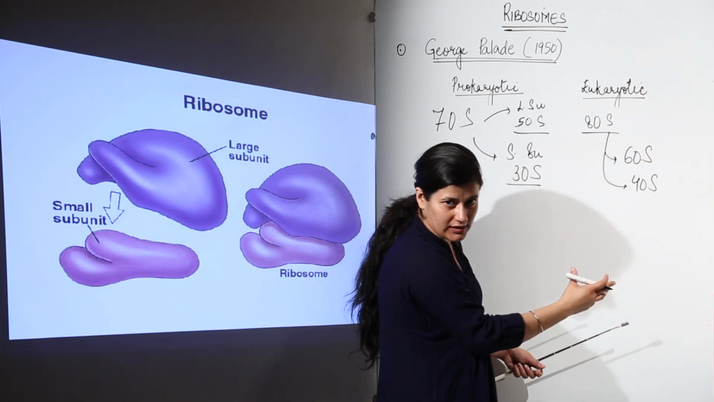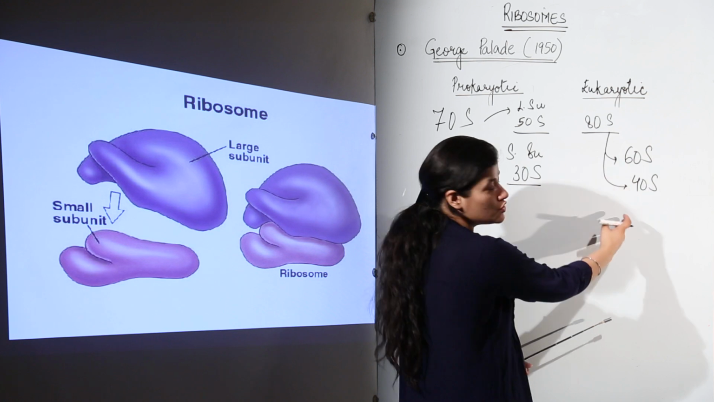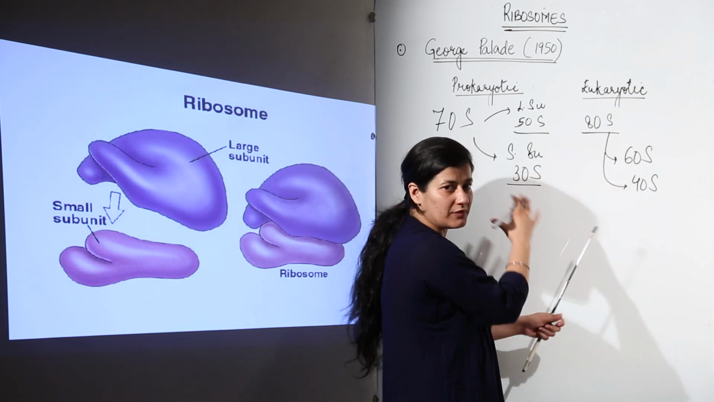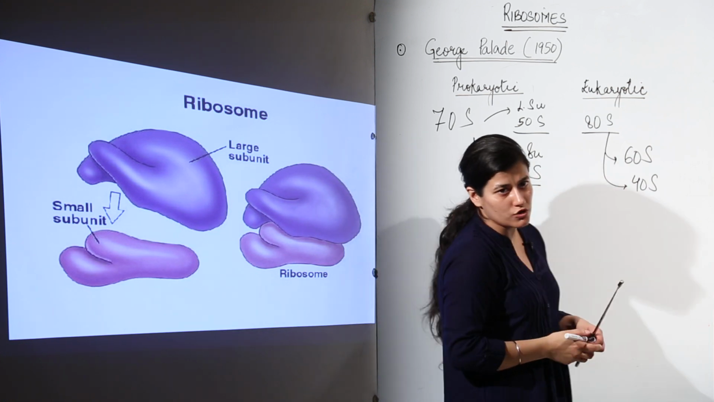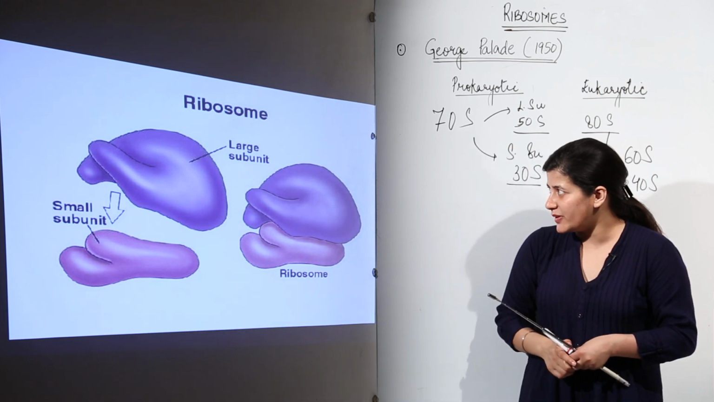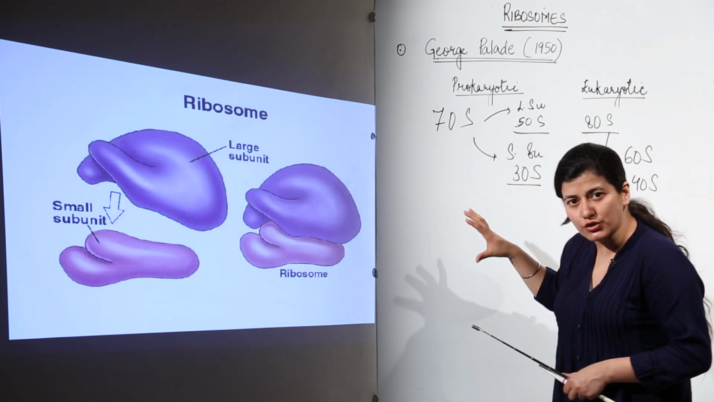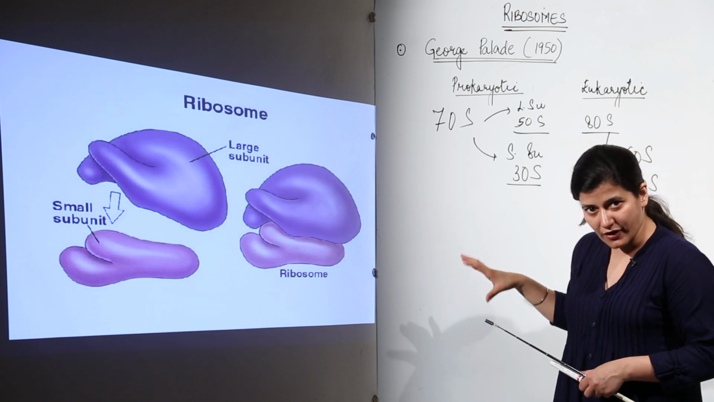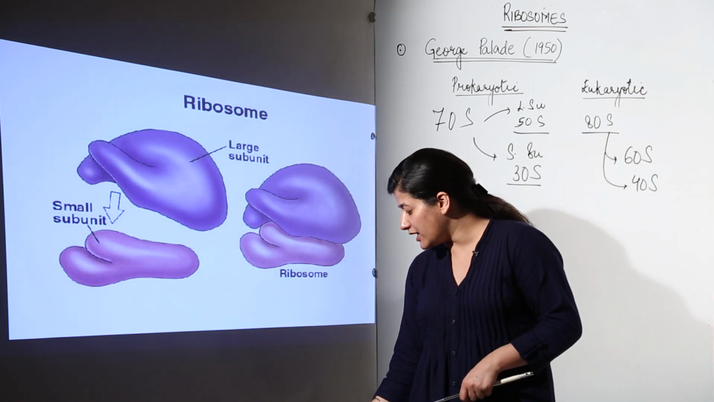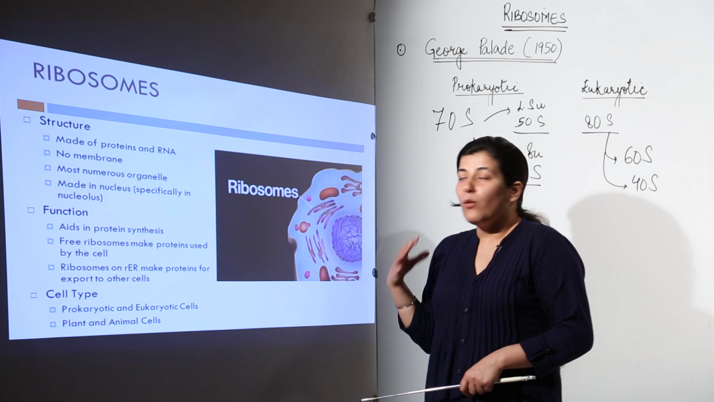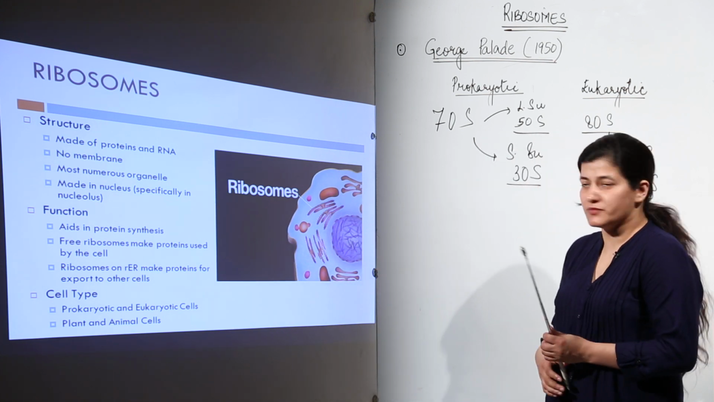Again, as your mathematics knowledge must be telling you, this does not add up to 80. The same thing that applies to the prokaryotic ribosomes applies to the eukaryotic as well. And you get to know the basic structure of the ribosome. Next, we are going to see what the functions of ribosomes are.